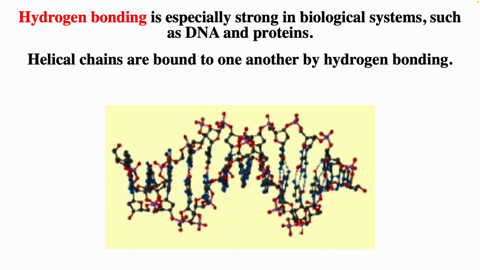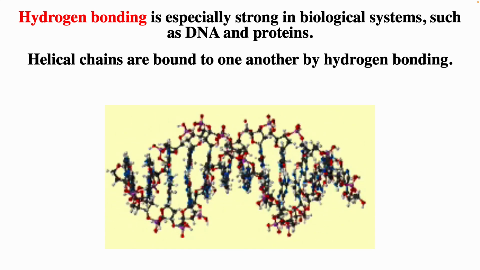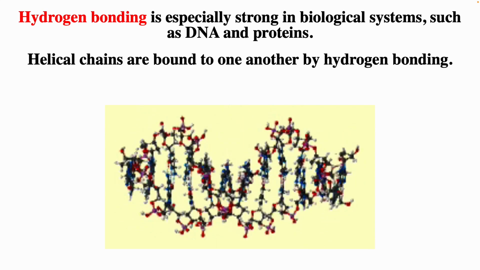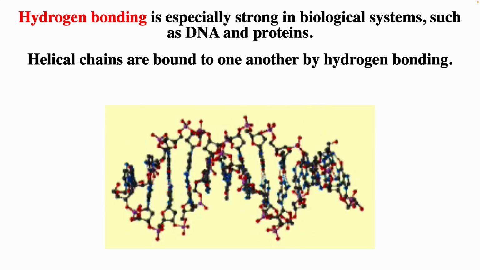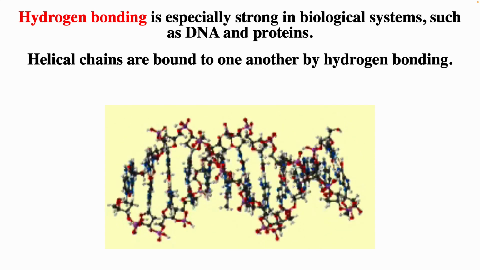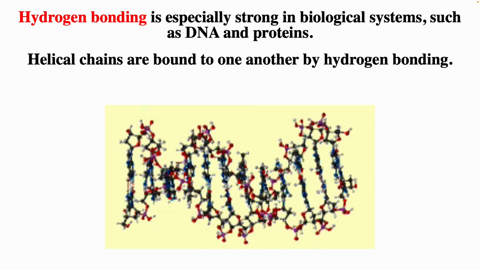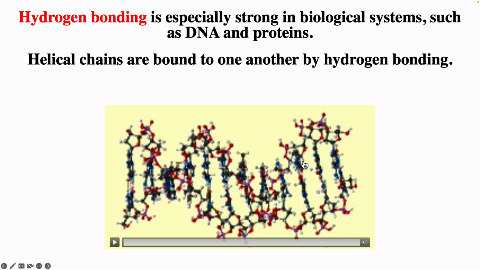DNA is composed of two sugar phosphate chains that are oriented in opposite directions. This orientation permits complementary base pairs to be connected by hydrogen bonds. Hydrogen bonds are responsible for the helical shape of the molecule.